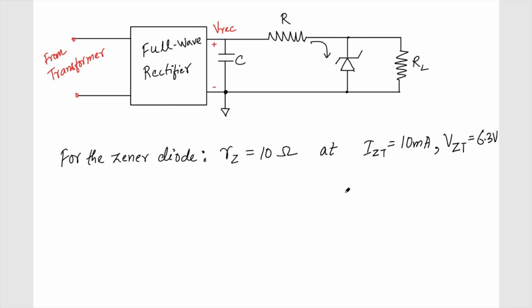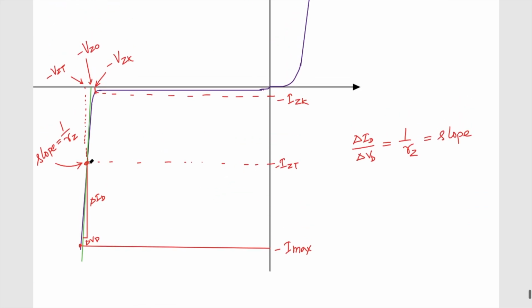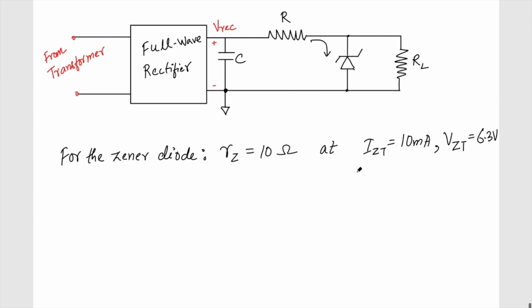Okay, so what it means is, if I consider this point, IZT, and of course minus IZT and minus VZT, so here if I evaluate the slope, or the inverse of the slope, it will be RZ. Okay, and of course Imax, the maximum current in the reverse bias region through this Zener diode, is given by 50 milliampere.